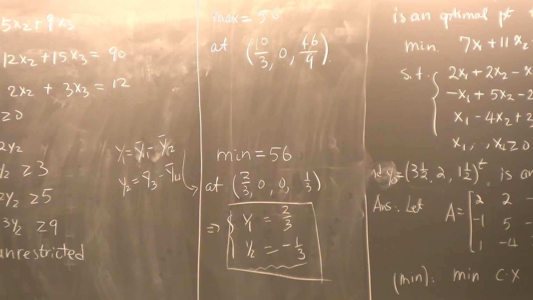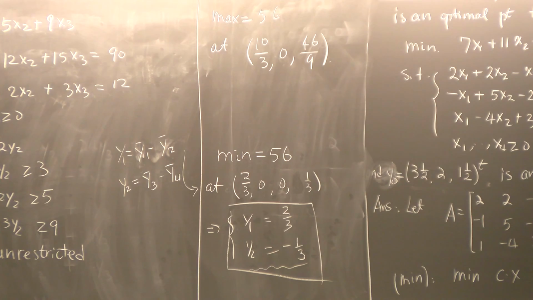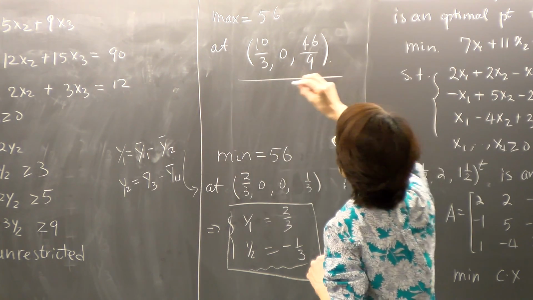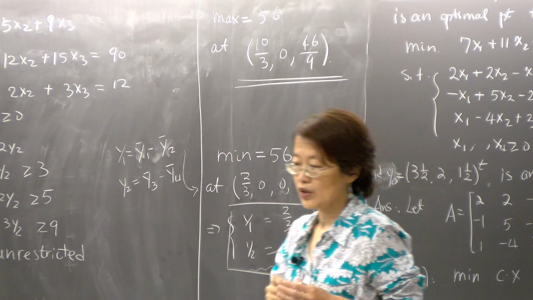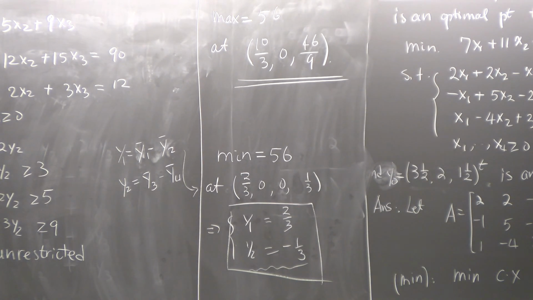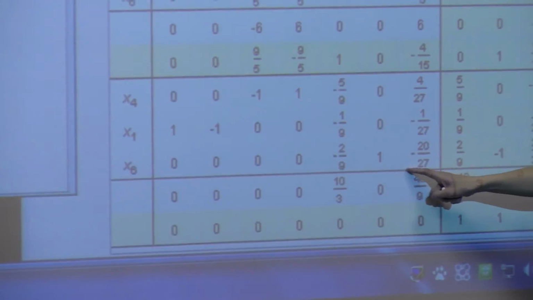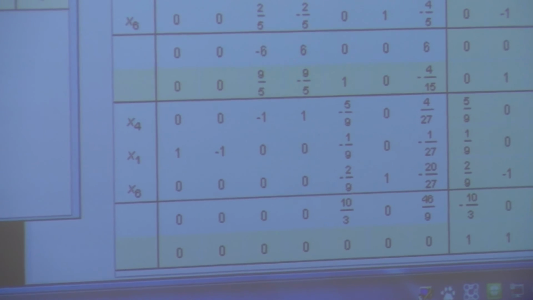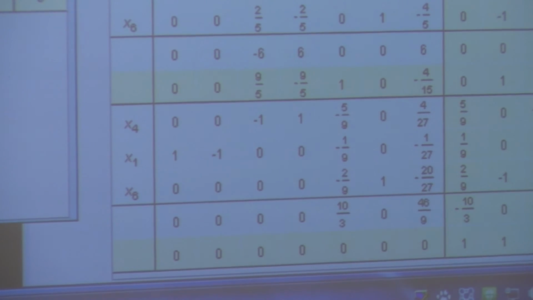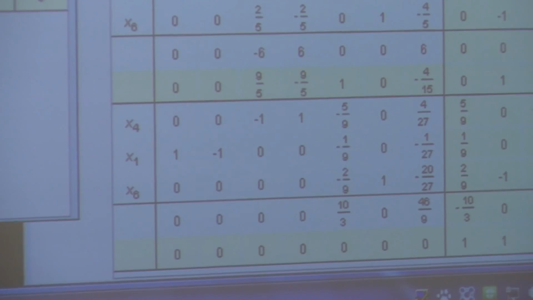Okay, so do we find the other way around? Do we see these three numbers in the tableau of the dual problem somewhere? Do we see it? Isn't it right here? Is that right? So the same observation is observed again here.